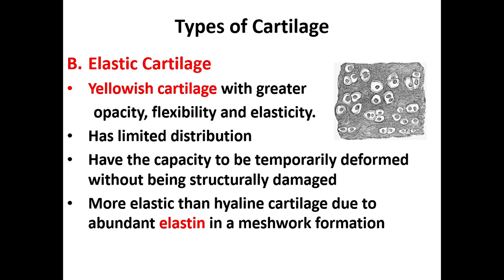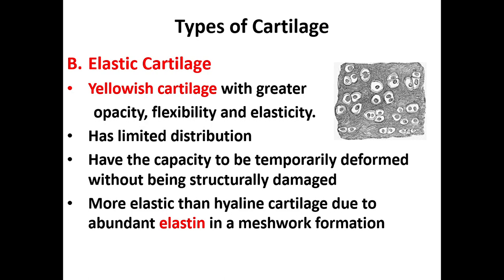From hyaline cartilage, the second type of cartilage is the elastic cartilage. Because the fibers appear yellowish in fresh preparation, this is also referred to as yellowish cartilage. The characteristic of this cartilage is that it has a greater opacity, greater flexibility, and greater elasticity because of the elastic fibers. The elastic cartilage has limited distribution in the body.